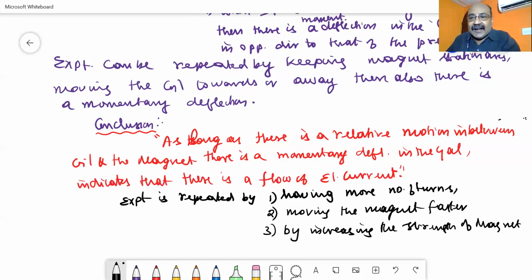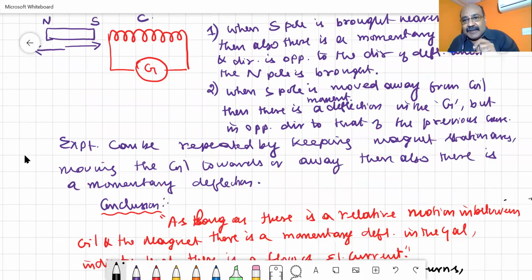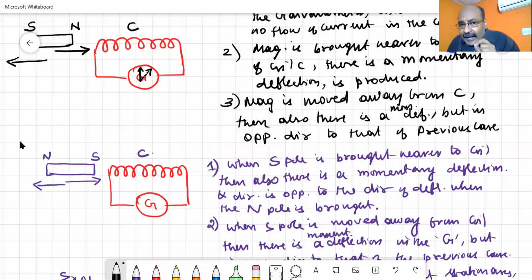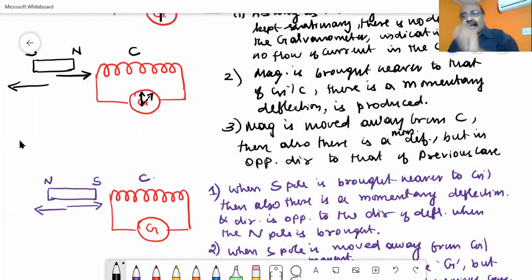So these are Faraday's experiments, with the help of which Faraday was able to state a definition. First of all, I have given the experiment. There is a momentary deflection in the coil of wire when the magnet is brought nearer or moved away, or the coil is brought nearer or moved away from the magnet. This is one set of experiments. He has done another set of experiments also.